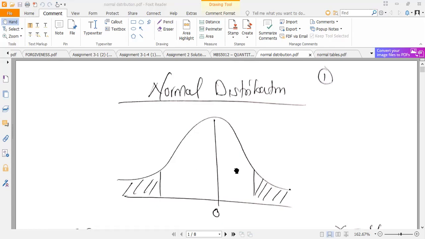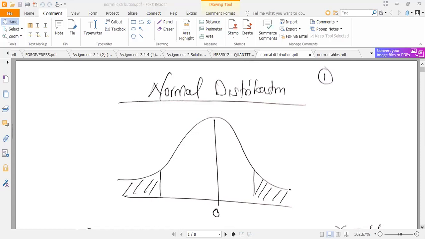It means they are a mirror of each other. This side perfectly fits the other side like a pie. The mean, the mode, and the median are all symmetrical about the mean in the middle here. They are equal. So this is what we call a normally distributed distribution.